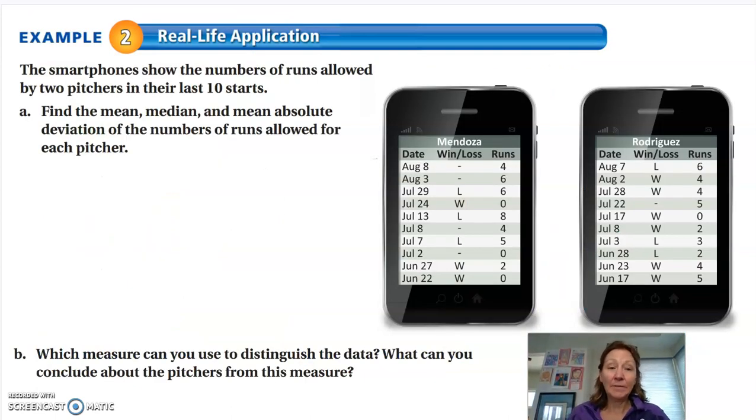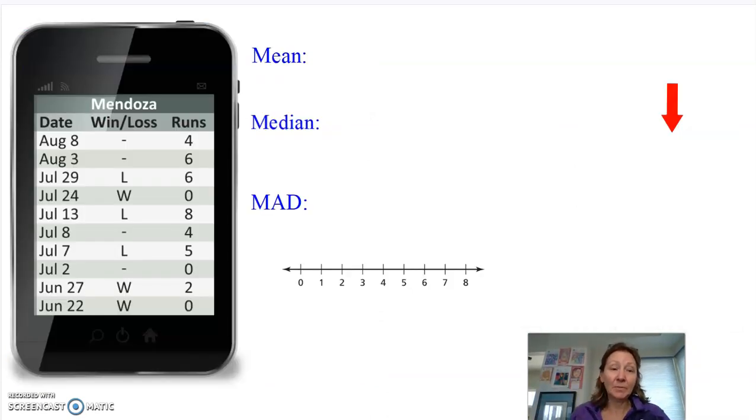Okay, so now we're going to look at a real life application where we're going to be comparing how two pitchers are doing, right, in 10 games. And we're going to try to figure out which measure we can use to distinguish the data and what we can conclude. Okay, so here we go. First, we're going to look at Mendoza, and we're going to try to calculate the mean, the median, and the MAD for the number of runs that were scored against him.